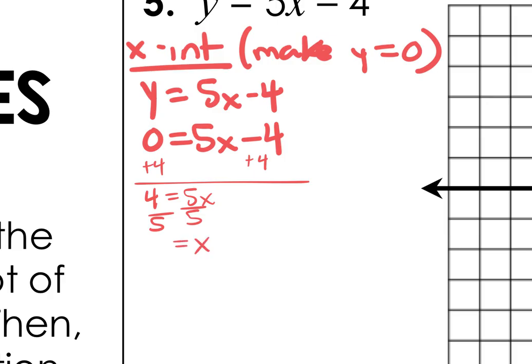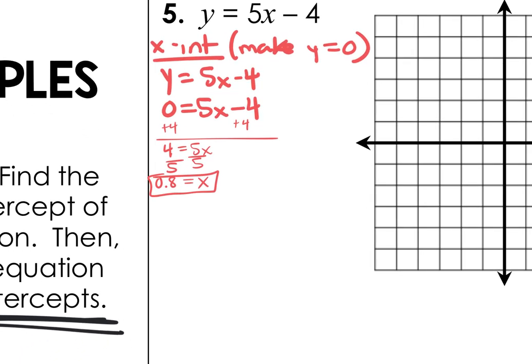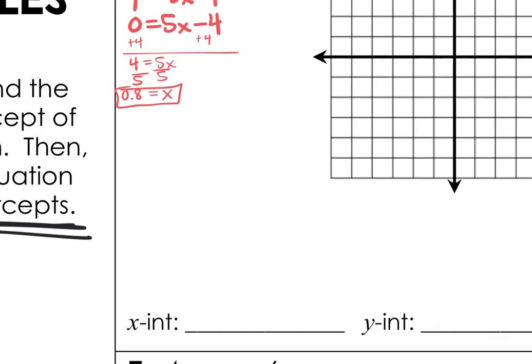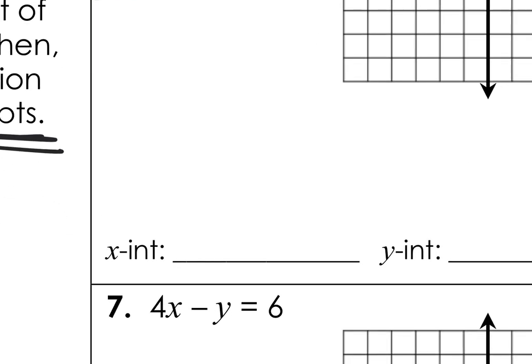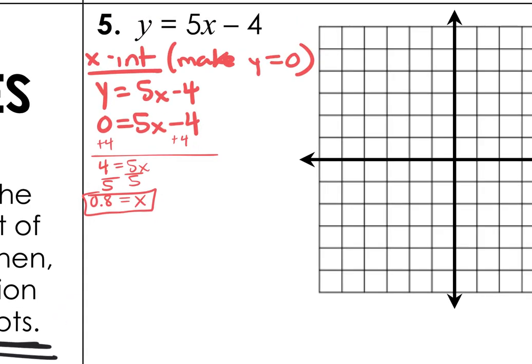And you can keep 4/5, or we can make it a decimal. 4 over 5 is 0.8. Okay? That's going to be the x-intercept. Down below, it leaves you a little space to write that x-intercept in. The x-intercept is going to be (0.8, 0). Remember, we made y equals 0, and we got the x value to be 0.8. Okay?